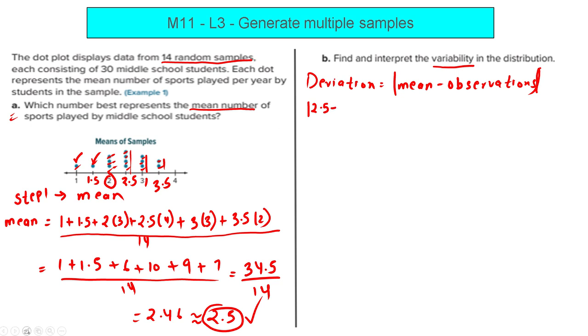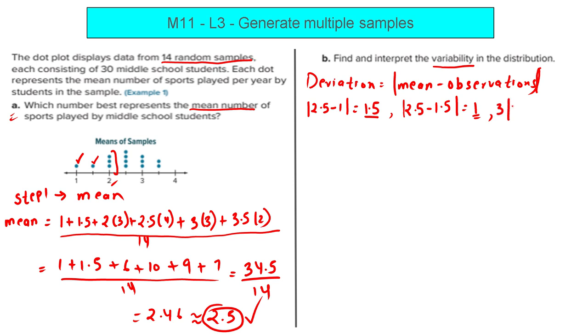I will just erase it. Okay, 2.5. What is the first number? 1. 2.5 minus 1 equals 1.5. Now 2.5 minus what is the second number? 1.5. So that is 1. Okay, what is the third number? 2. But how many 2's are there? 3 2's are there. So first of all I will multiply the outside by 3, then 2.5 minus 2. 2.5 minus 2 is 0.5, and 0.5 times 3 is 1.5.